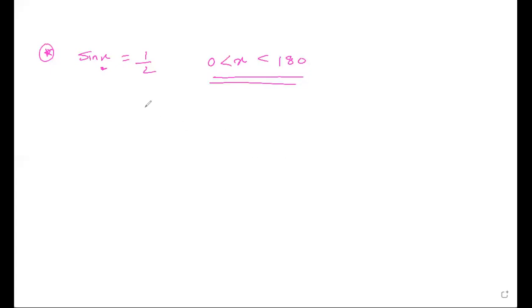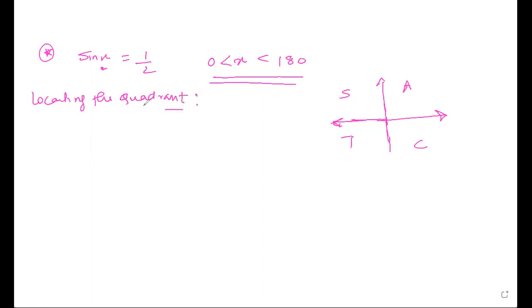Now for such questions, in order to solve, you need to remember the basic unit circle rule, which is ASTC. The steps are locating the quadrant. What quadrant might your angle lie in? The first step is to locate the quadrant where the sin x ratio is positive half. I can see that in the first quadrant and the second quadrant, sin is positive. So here and here sin x is positive.